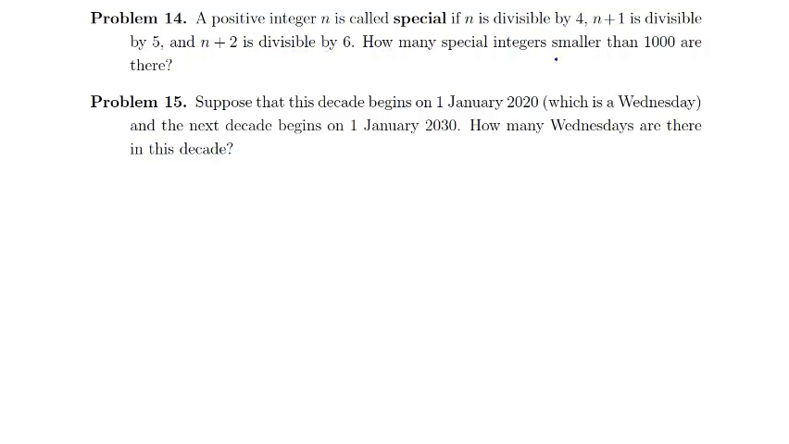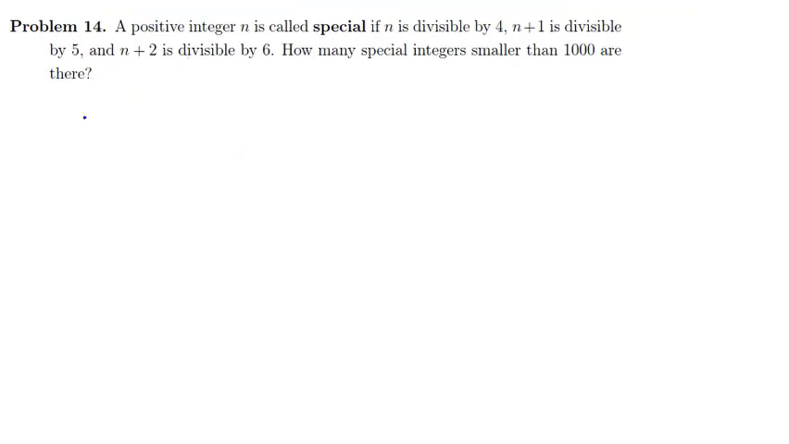How many special integers smaller than 1000 are there? Okay, so n is divisible by 4, so n is 4k1. N plus 1 is divisible by 5, so 5k2. N plus 2 is divisible by 6, 6k3.